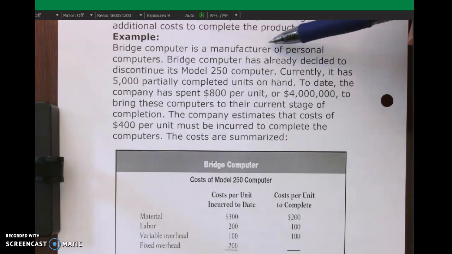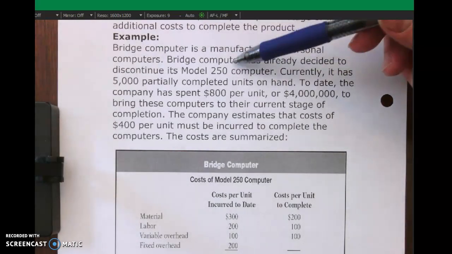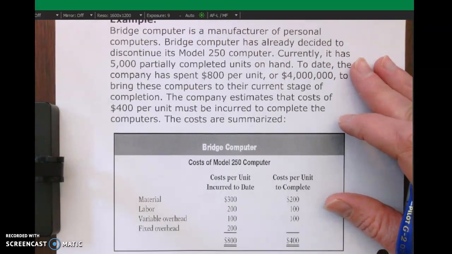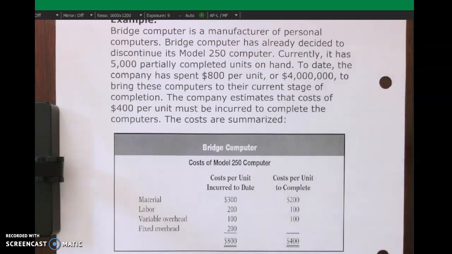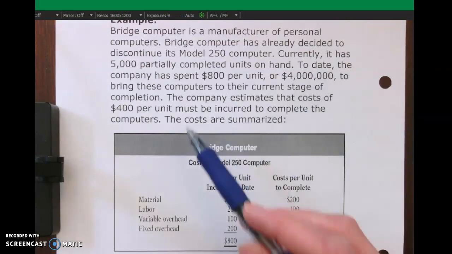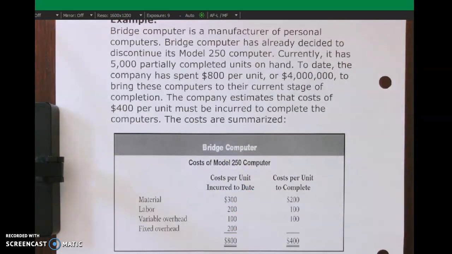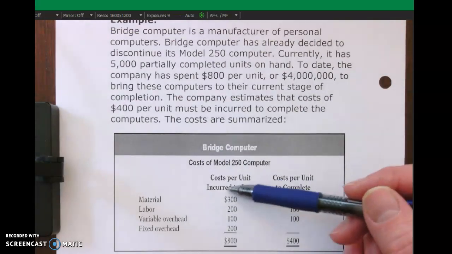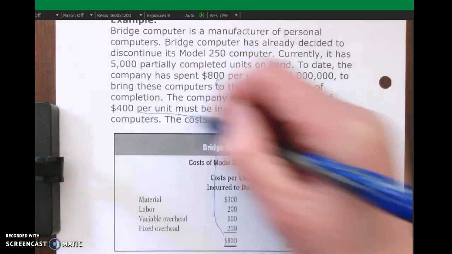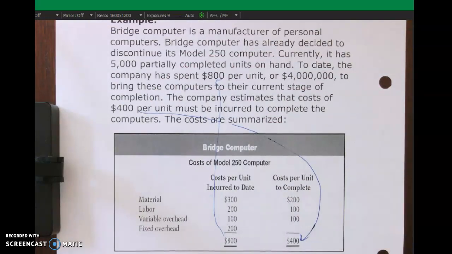Bridge Computer makes personal computers. Bridge has already decided to discontinue its Model 250 computer. Currently, it has 5,000 partially completed units on hand. To date, the company has spent $800 per unit, or $4 million, to bring these computers to their current stage of completion. The company believes that an additional $400 per unit must be incurred to complete these computers. So here's our costs incurred to date, that $800 that we were talking about. And then we have our $400 per unit. That's our additional cost right there.